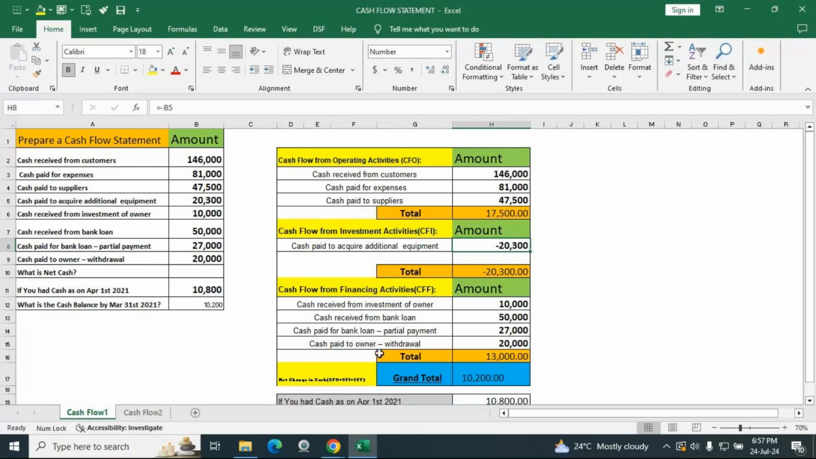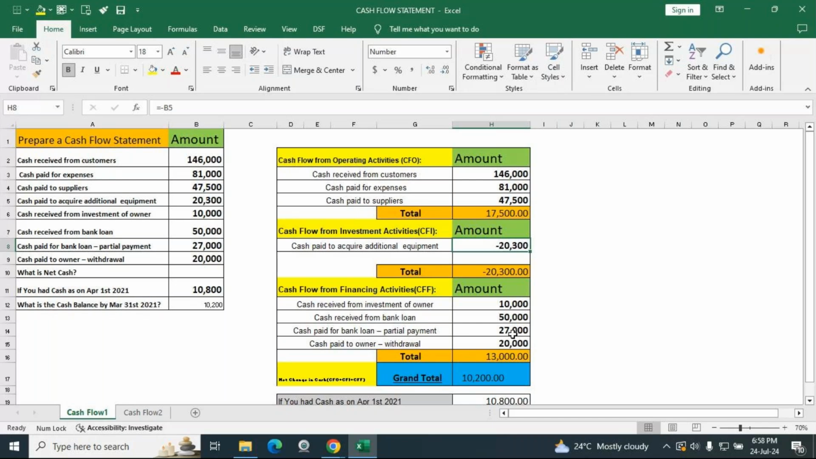Cash paid for bank loan: partially I need to repay because it is a debt, isn't it? I have taken the money. If you borrow money from your friend, you have to repay them, isn't it? So whatever the amount I have borrowed, I'm going to pay it back. That's why we are taking it as minus. That means again this money is going out.